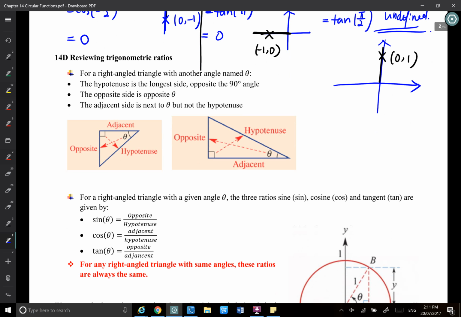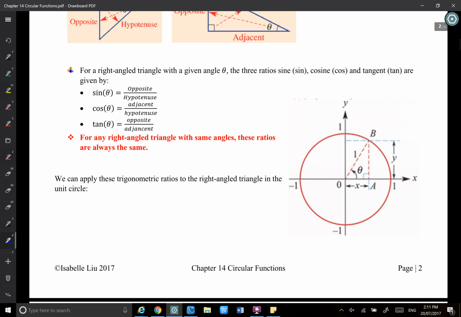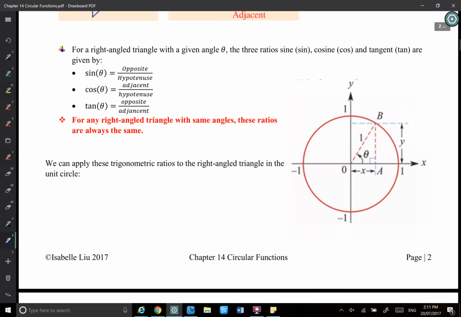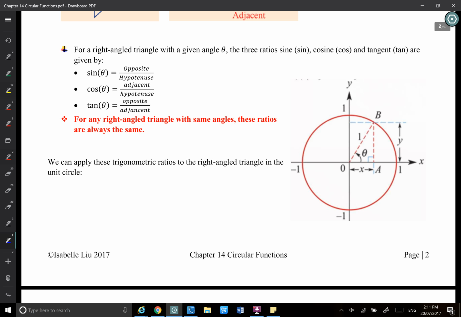Okay, it's just reviewing trigonometry ratios. Hopefully you know all the trigonometry ratios. Sine theta is the opposite divided by hypotenuse. Cosine is the adjacent divided by hypotenuse. And tangent is the opposite divided by adjacent. Okay, those are the 3 ratios you need to know. And we can apply these trigonometry ratios to the right angle triangle in the unit circle.